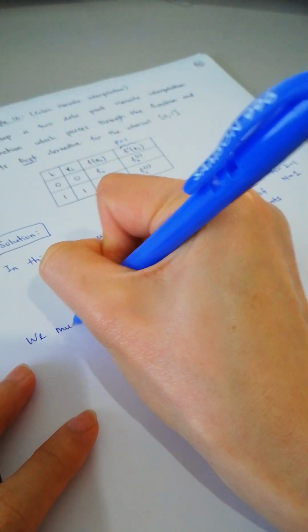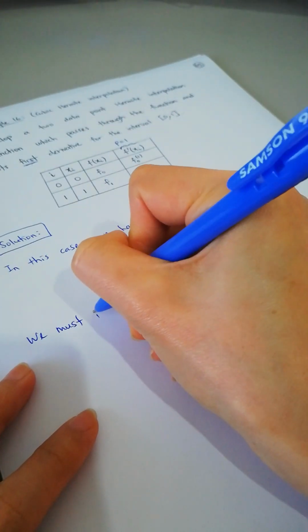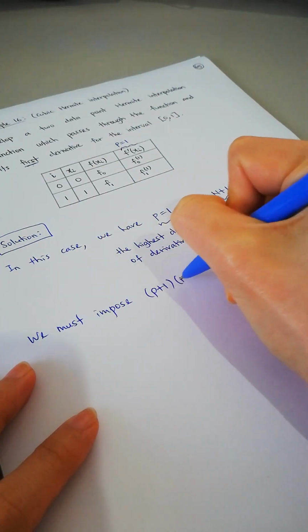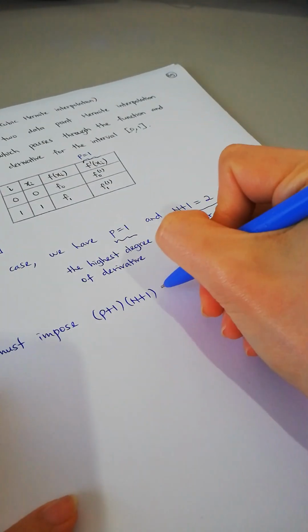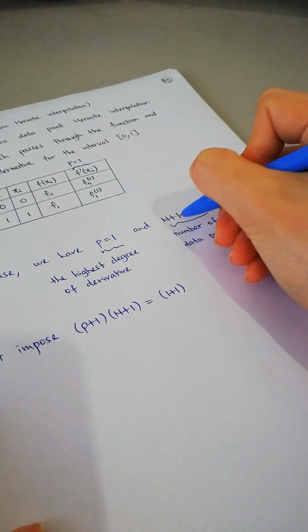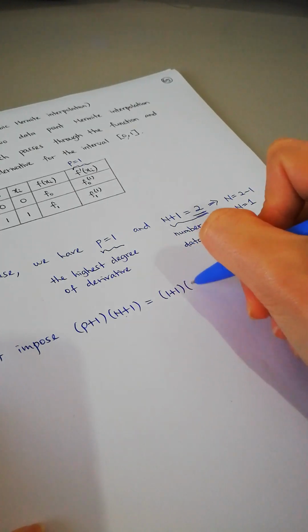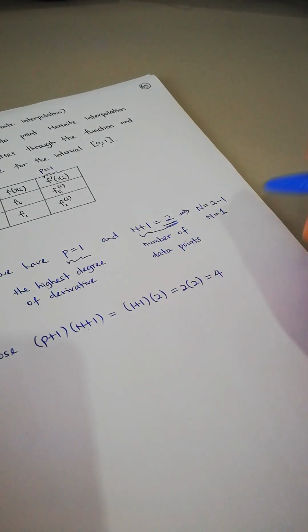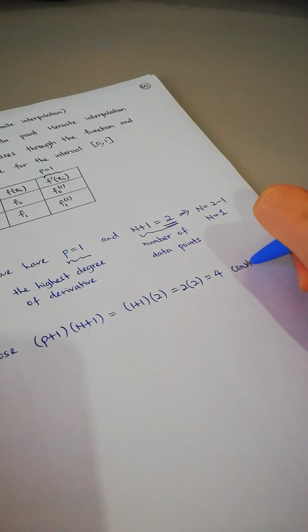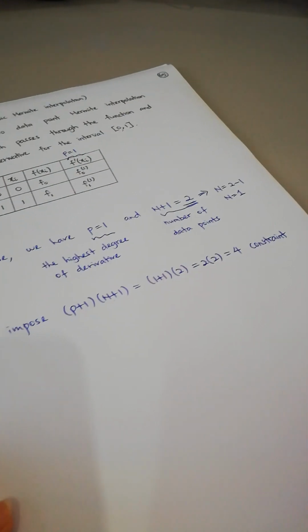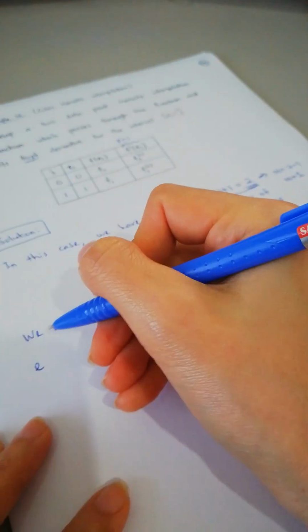Okay, so now what we need, we must impose p plus 1 times n plus 1, which is equal to, your p is 1, so you have 1 plus 1. Your n plus 1 is equal to 2, okay? Times 2, which is equal to 2 times 2, which is equal to 4. So you need to have 4 constraint equations.